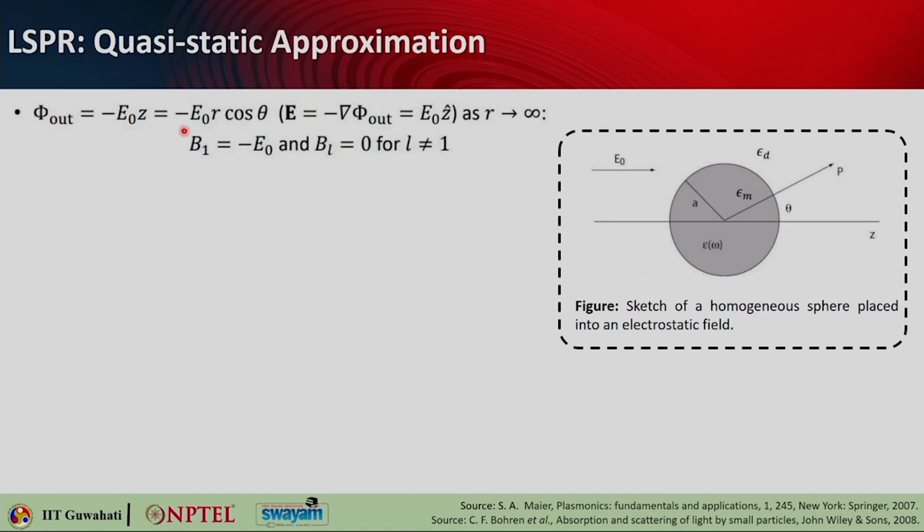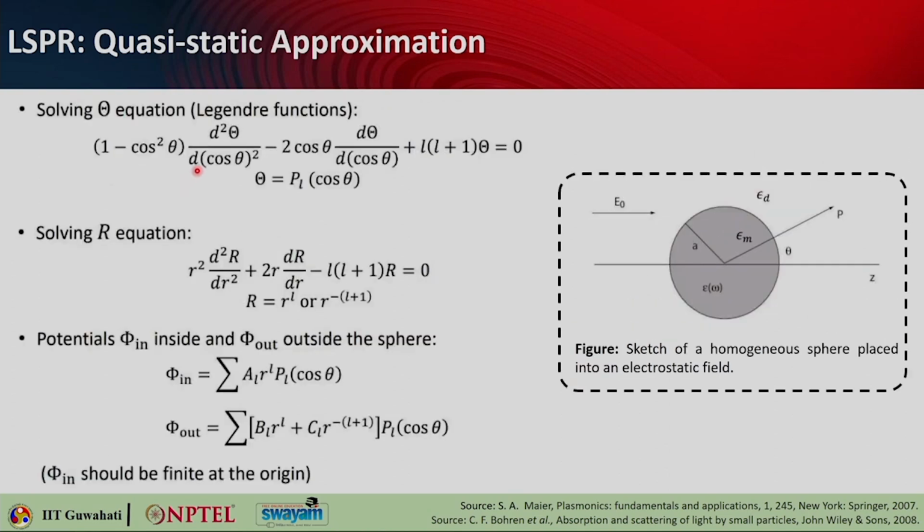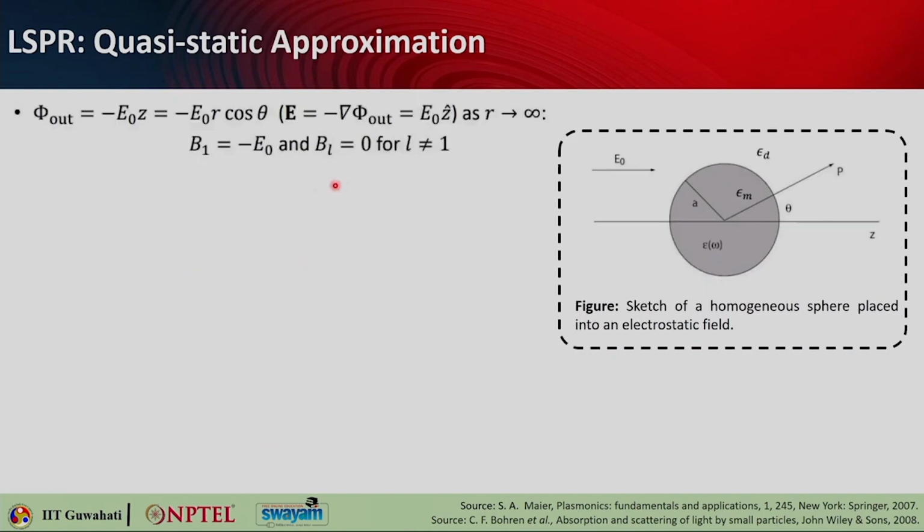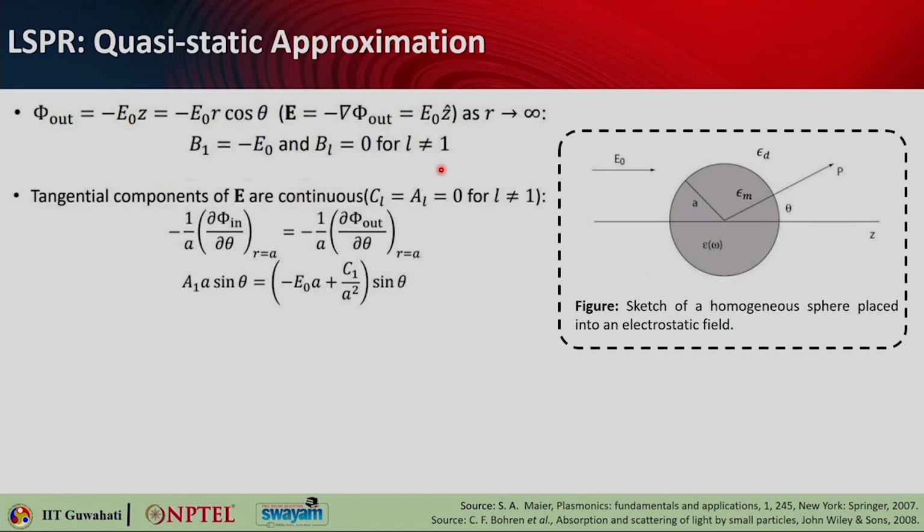You can write it as minus E naught r cos theta, okay, as r tends to infinity. So, if you apply these two conditions, you will be able to find out the coefficients. So, you will be able to find out what is B1, okay. So, B1 equals minus E naught and BL equals 0 for all other cases when L is not equal to 1, okay. So, in that case you are able to find out one coefficient, that is B1.